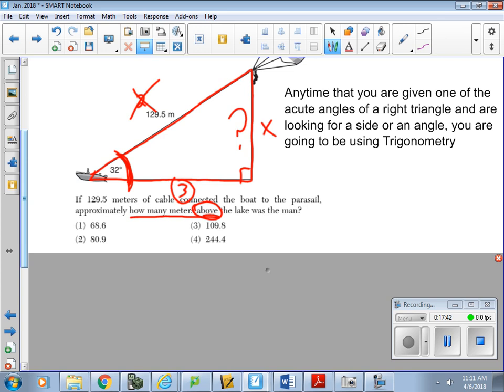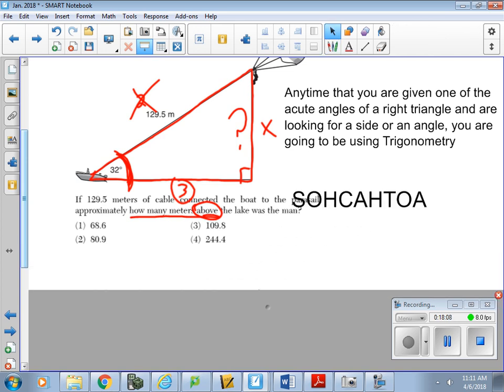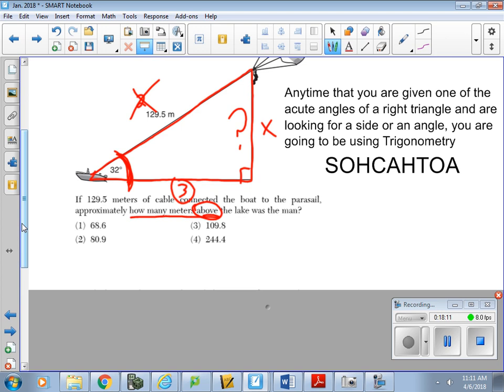Now, a lot of students like using the Pythagorean theorem, a squared plus b squared equals c squared. The problem is, and hopefully you're thinking about this as you're looking at it, why can't you use the Pythagorean theorem, a squared plus b squared equals c squared? Well, you can't because you need two sides. We don't have two sides, so we cannot use that. We're going to have to use a different strategy, and so we're going to be using trigonometry.